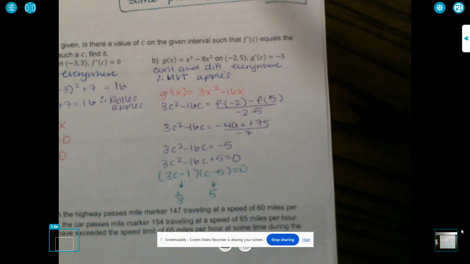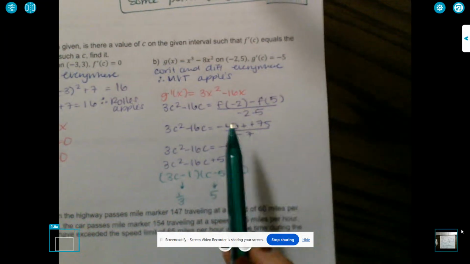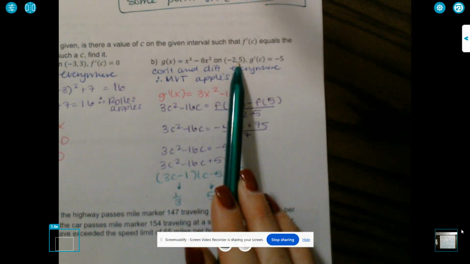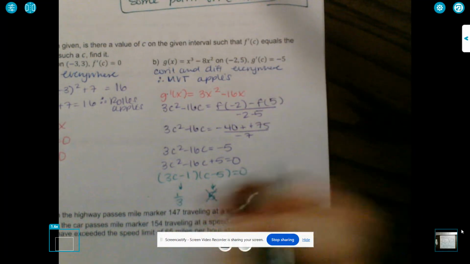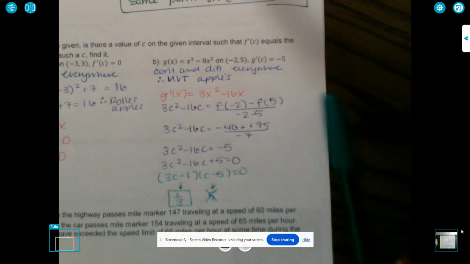However, if you look at your interval, remember, our interval was from negative 2 to 5. So 5 is not a closed interval, it's an open interval. So 5 is thrown out. So our only answer here is 1/3.